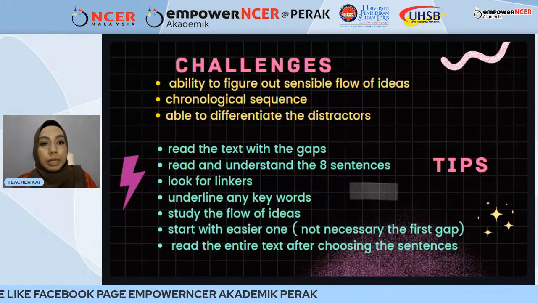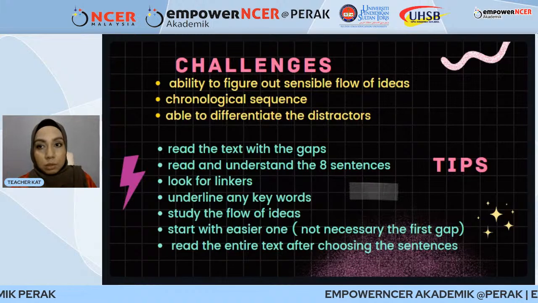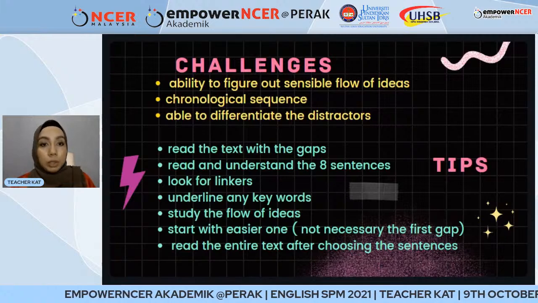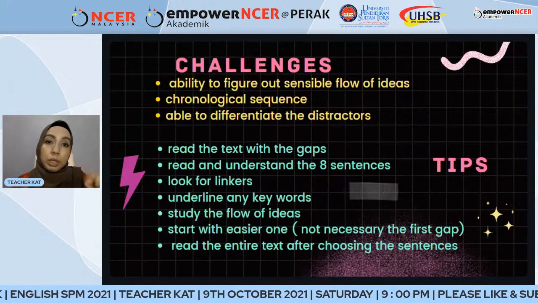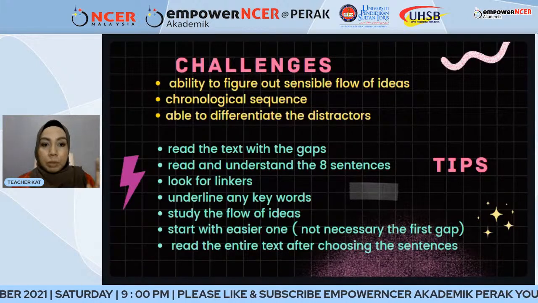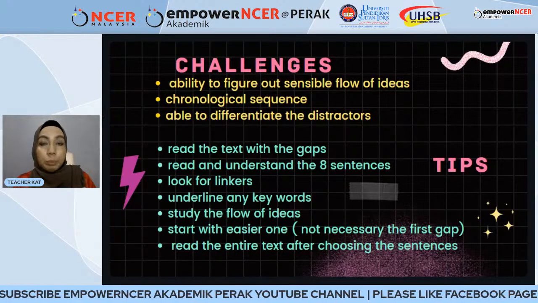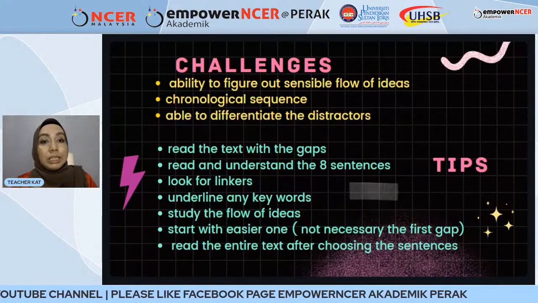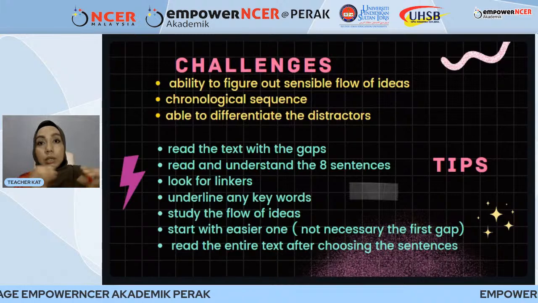Okay, and then it will also need you to be able to differentiate the distractors. Eight sentences are given as options, but only six are correct, and only six sentences are needed to be used for the missing sentences in the text. The six sentences that have been removed from the text are now mixed up with another two distractors. So you need to differentiate the distractors to make sure that you know which are the six sentences that are correct for the text.